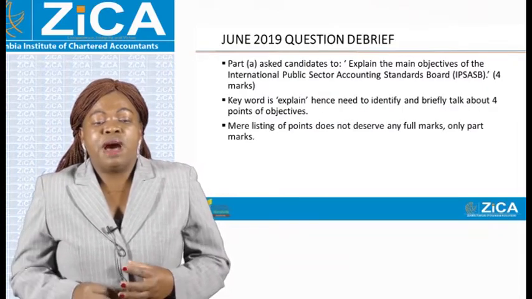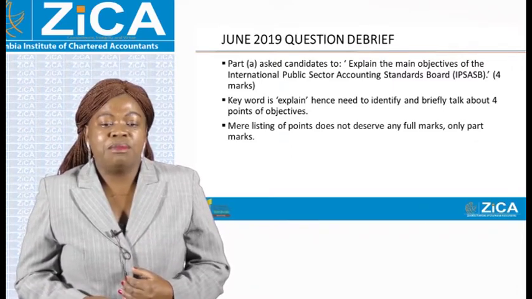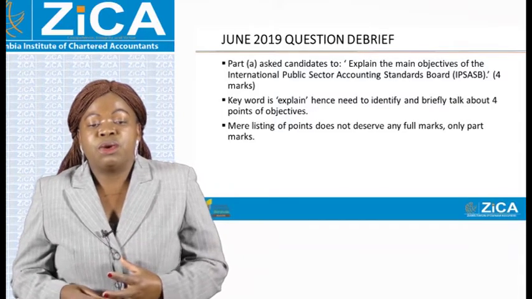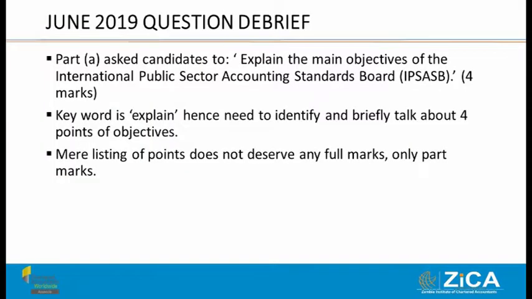Okay? Now, I will take you through some questions that came in the June 2019 exam, where I am trying to show you how you would have approached the answering of these particular questions. So the first question, which is a Section A compulsory question that carries 40 marks, had a number of parts, A, B, C, D, E. The first part was asking candidates to explain the main objectives of the International Public Sector Accounting Standards Board. And the marks allocated were 4.